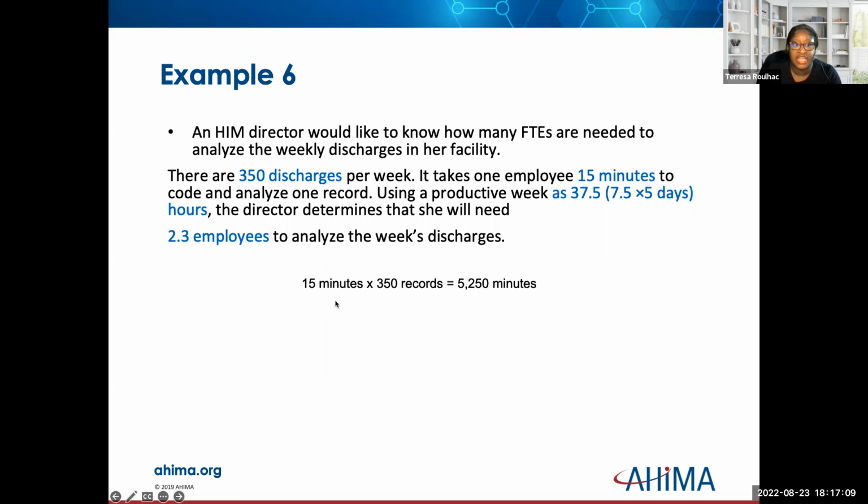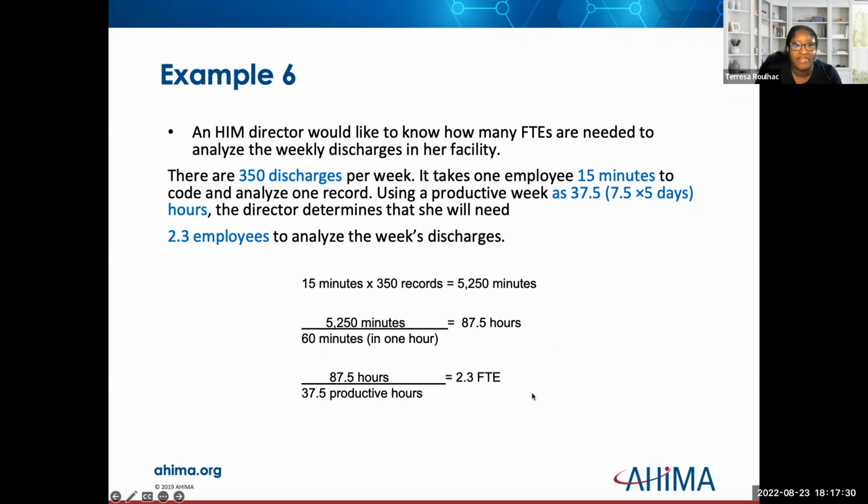You have your 15 minutes times 350 records, equaling 5,250 minutes. Then you have 60 minutes in 1 hour, giving us 87.5 hours. From there, we take the 87.5 hours and divide that by the 37.5 productive hours, and that's how she got 2.3 FTEs. So here you're doing just a little bit more to get to the correct amount of FTEs needed for this particular issue.